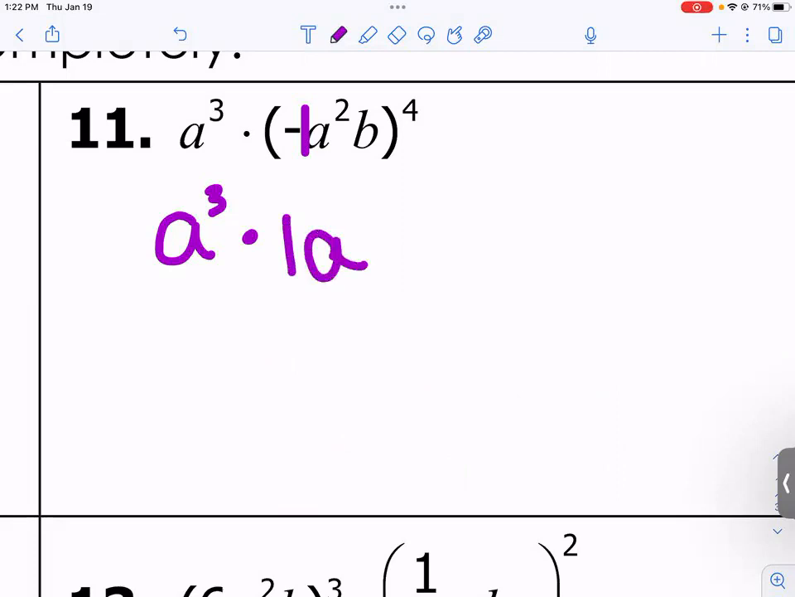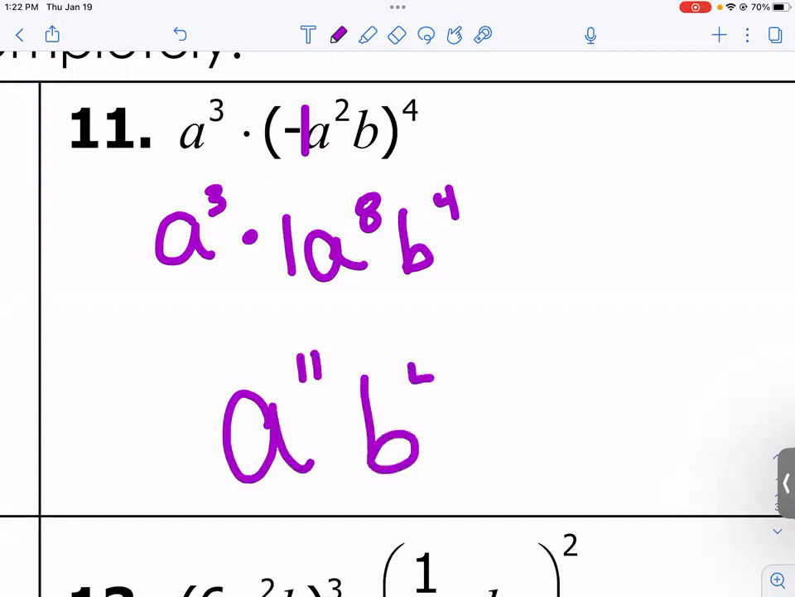This is a to the, what do I do with these exponents? We multiply them. So this is a to the 8th, b to the 4th. Now, when we're multiplying, what do we do with our exponents? So this is a to the 11th, b to the 4th.